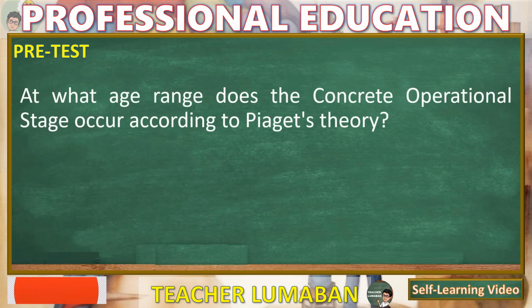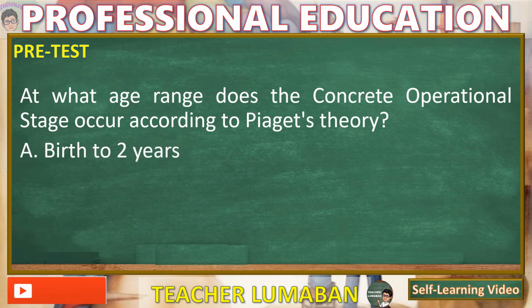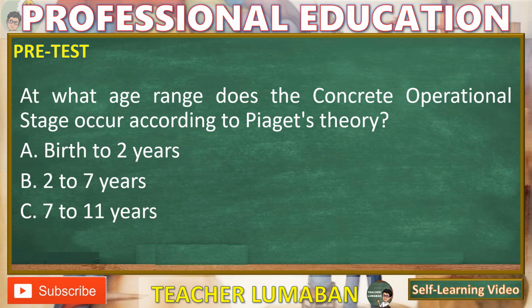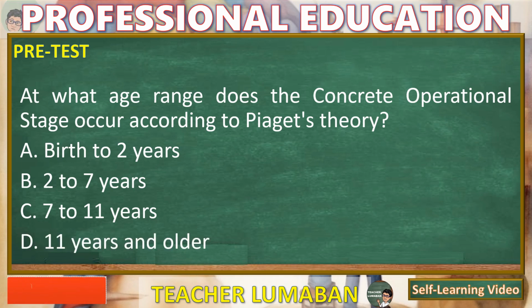At what age range does the concrete operational stage occur according to Piaget's theory? A. Birth to 2 years. B. 2 to 7 years. C. 7 to 11 years. D. 11 years and older.